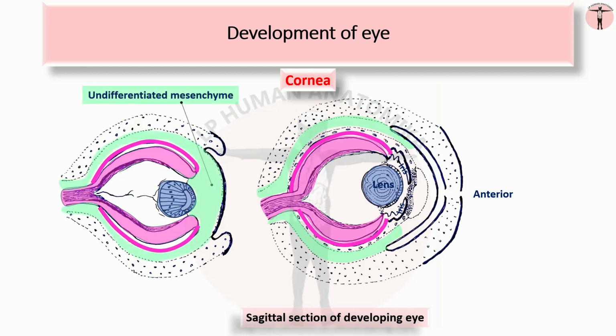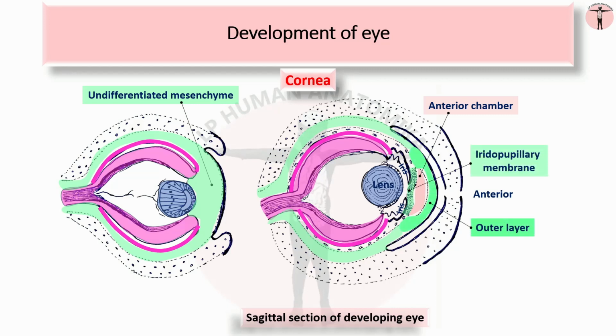The loose undifferentiated mesenchyme anteriorly is differentiated into 2 layers, inner and outer, by the formation of the anterior chamber. The inner layer, which is present in front of the lens and iris, is called the iridopupillary membrane, and the outer layer, present in front of the anterior chamber, gives rise to the cornea.